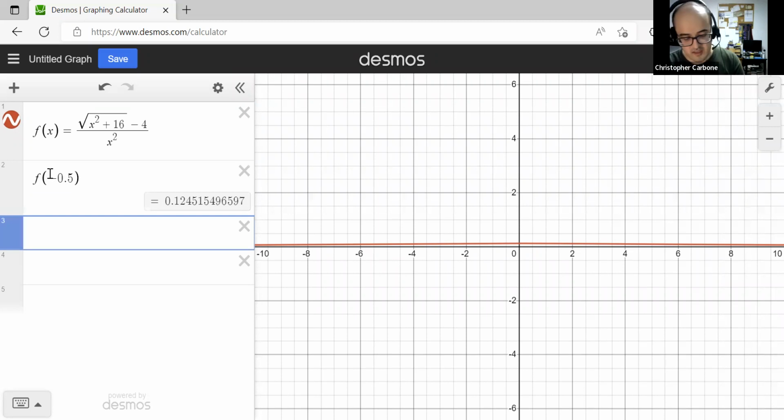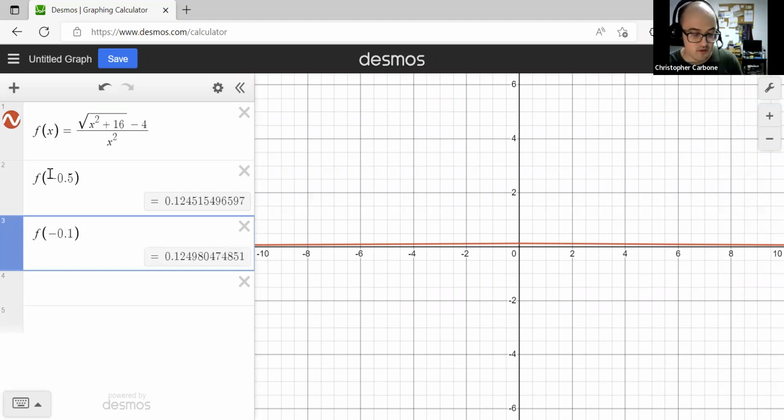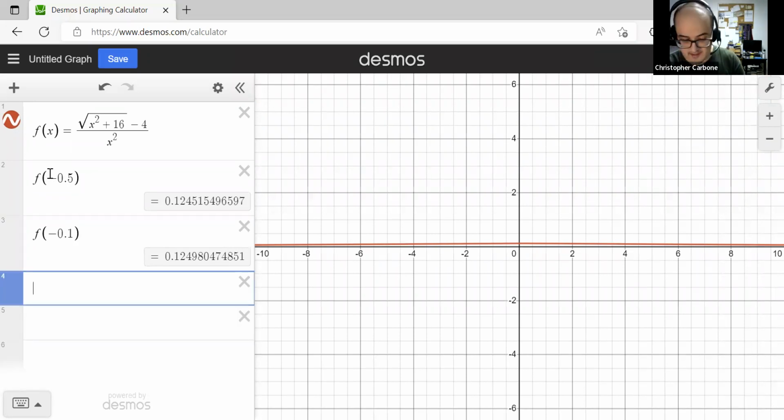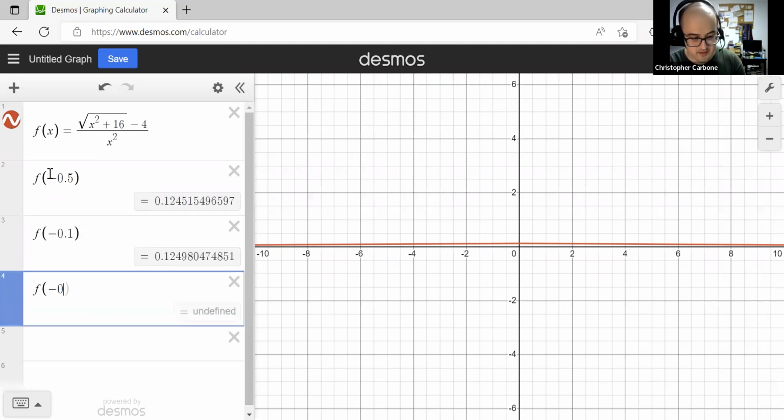0.1245155 about. If we put in, let's say, -0.1, 0.12498047, yada, yada, yada, you can see it getting close to a number. If we did, let's say, f of -0.01, even closer, 0.1249998, it's starting to approach a number, right?